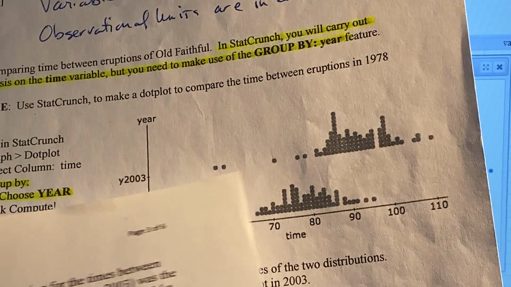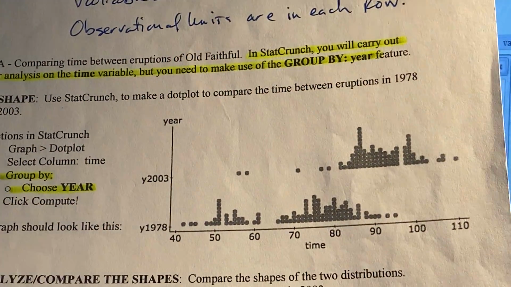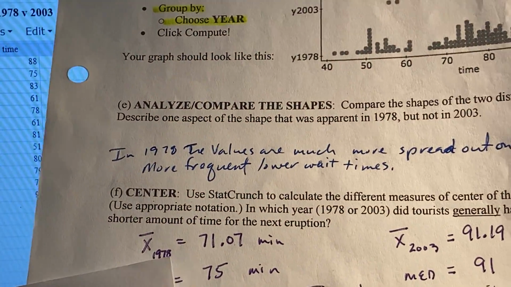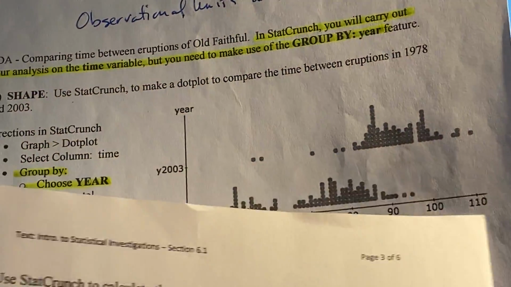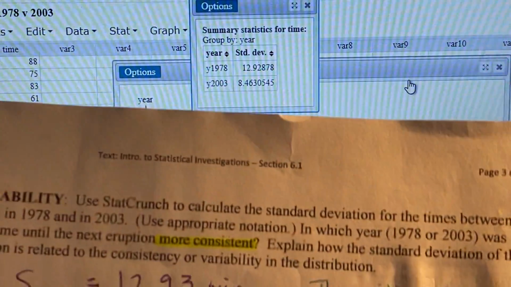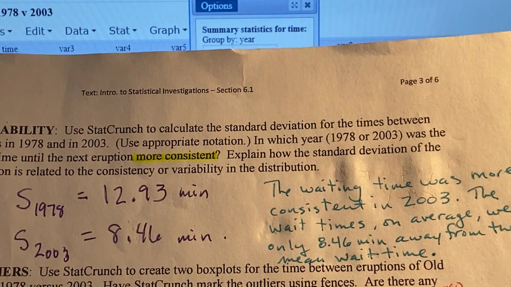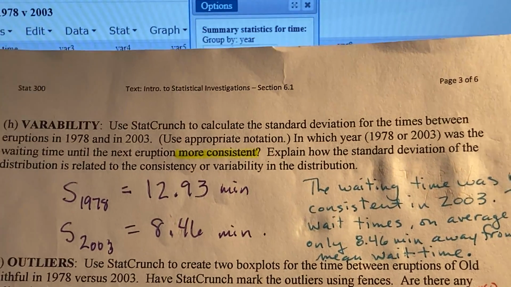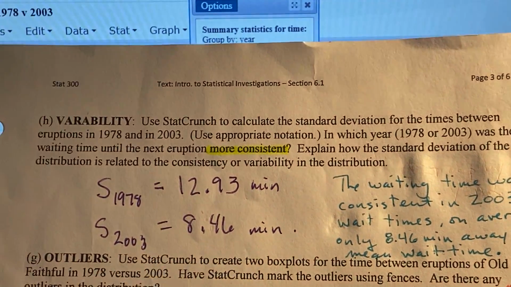But if you end up on this end, you just wait less time for the next eruption, okay? Whereas the average in 1978 was around 71, but you can see there's more data, it's spread out more, okay? So in 2003, we were more consistent than in 1978, even though the average time was smaller or shorter in 1978, it was not as consistent as 2003.